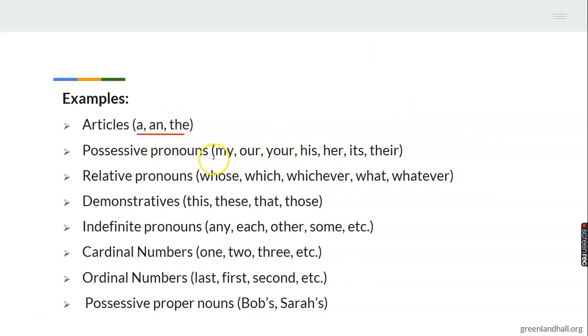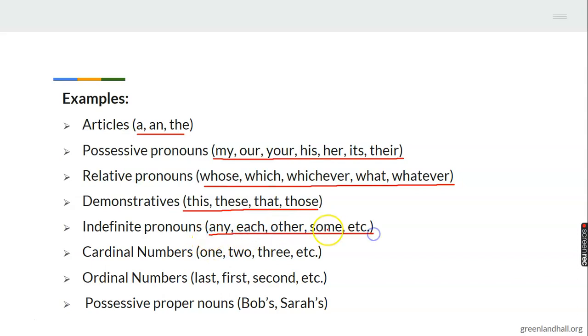Then we have possessive adjectives that also determine. We have relative adjectives that determine. They are relative pronouns, but they work as adjectives. The same thing here, the demonstrative that I told you about at that time. The indefinite, they determine. The cardinal, that has to do with number, they also determine. Then the ordinal, the positioning adjectives, second, first. And the last one is the possessive proper adjectives. They are proper nouns that work as adjectives. When I tell you Bumi's bag, Bumi's book. Let's try and note all these examples.